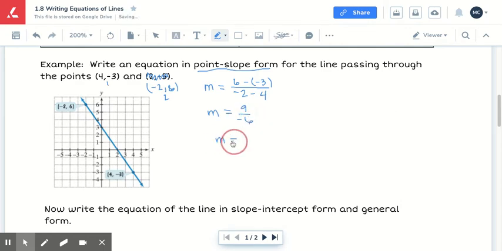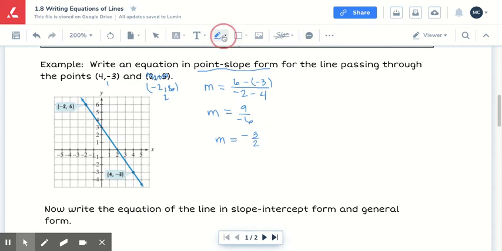And 9 divided by -6 would be, let's see, first of all, I want to move the negative to the numerator. And 9 and 6 are both divisible by 3, so I would reduce the fraction by 3. That would give me -3/2. So now I have my m value.